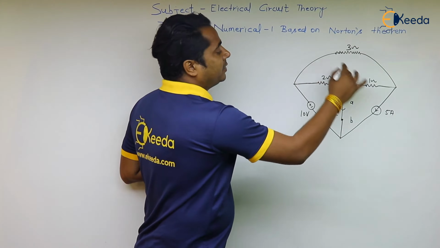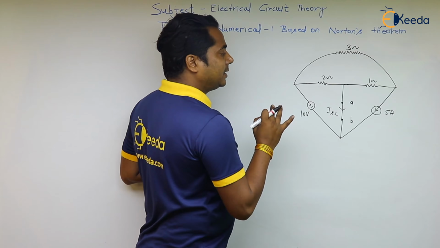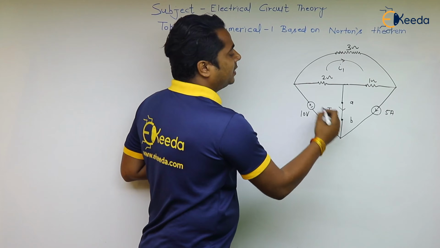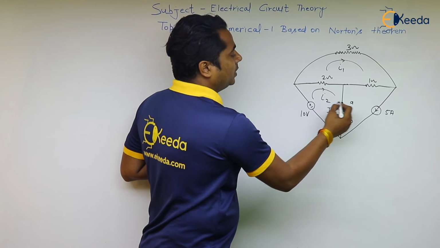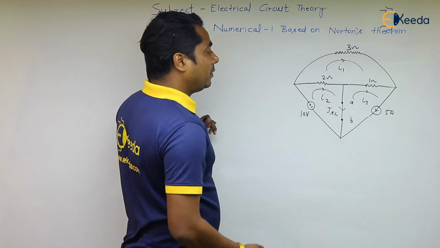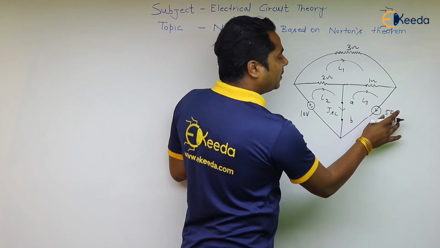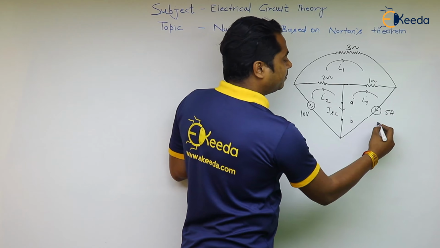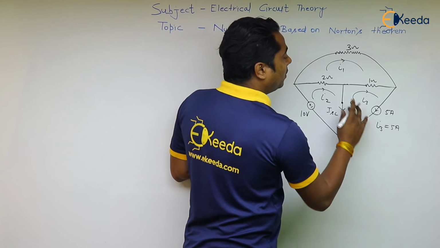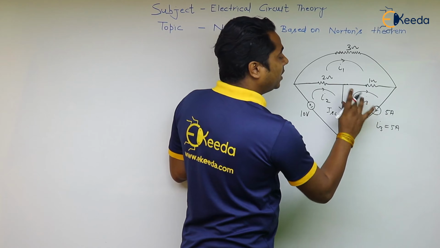We will solve this with the help of mesh analysis. This is assumed to be I1, this is I2, and this is I3. Now we can see clearly from here that the value of I3 will be equal to 5 ampere. So we do not need to apply KVL in this loop.